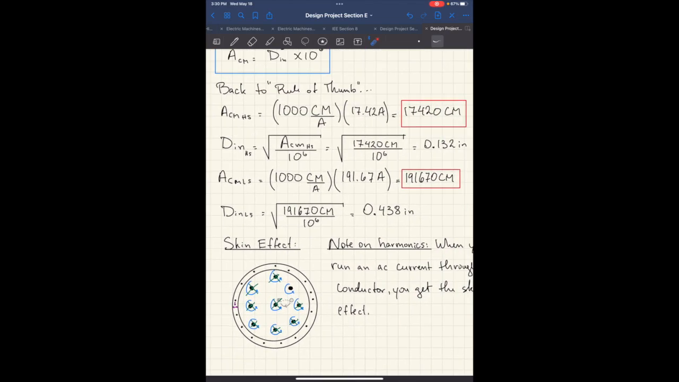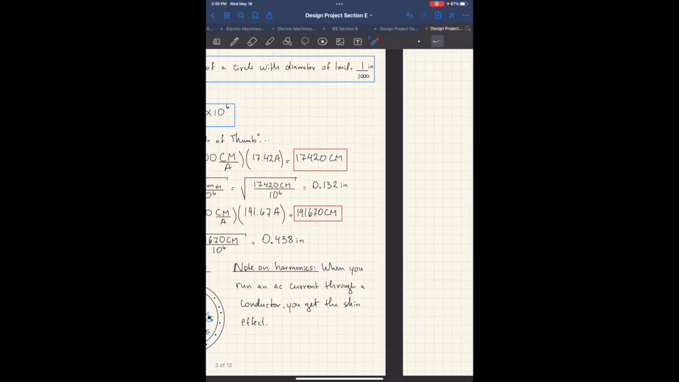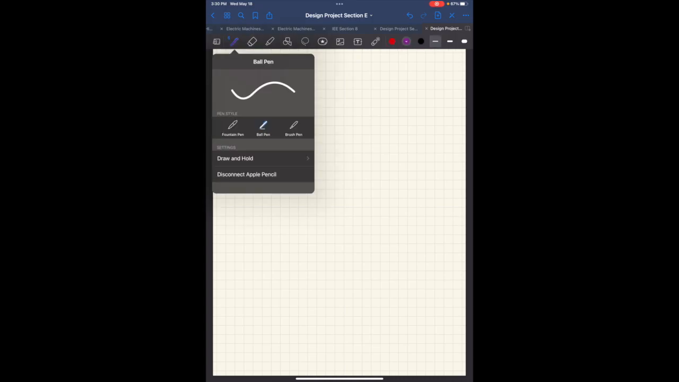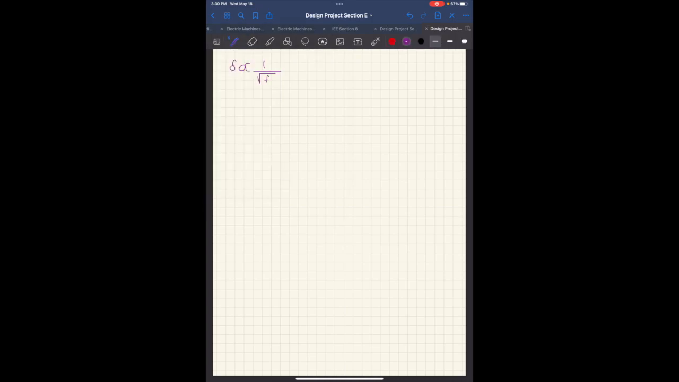So we have to find what is the skin depth at the 9th harmonic so that we have enough strands and also that the strands are small enough that we don't have skin effect. So, on the next page, delta, which is your skin depth, is proportional to 1 over the square root, and I should put proportional, not equal. It's proportional to 1 over the square root of the frequency.